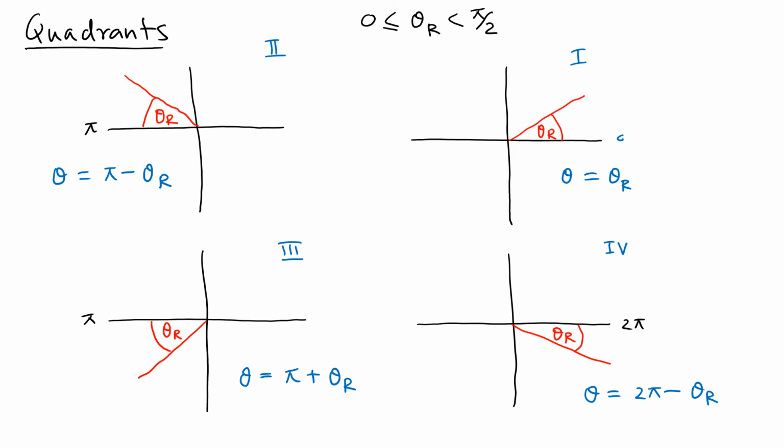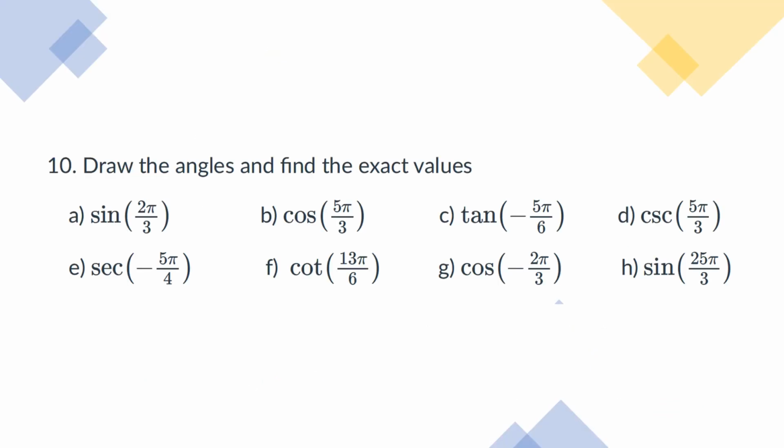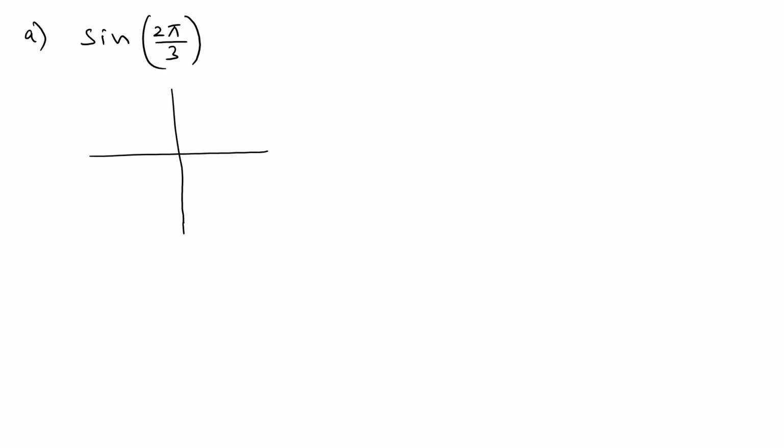So let's look at several problems now. Knowing those, we can find these values. Let's start with the first one. We can find exact values. Sine of 2 pi over 3. We first draw the angle, and you can see that this angle is in the second quadrant. That's the angle theta.